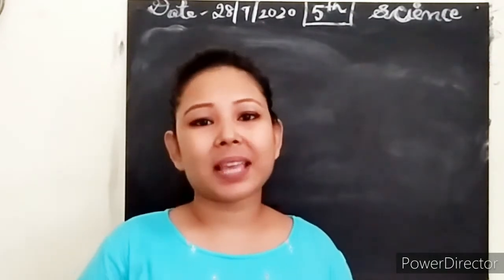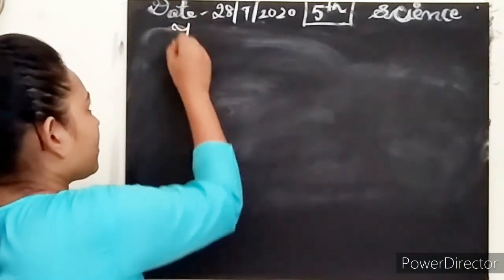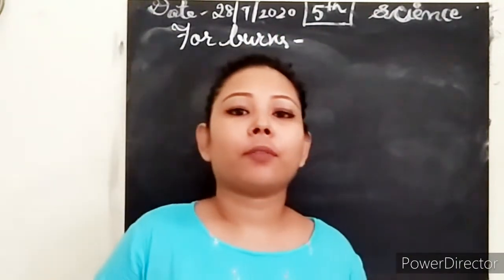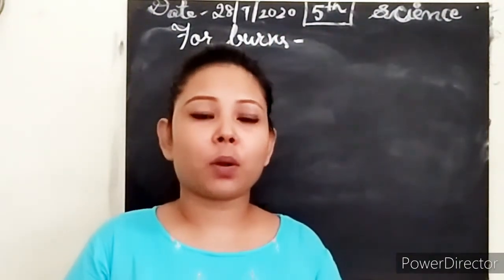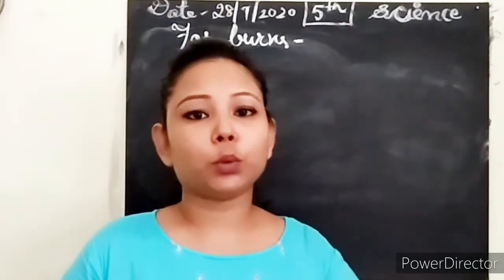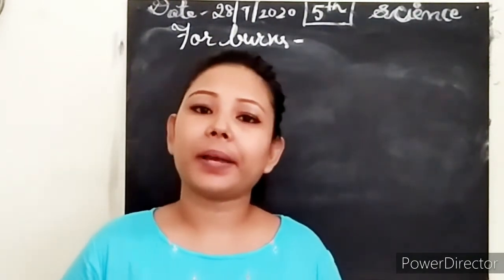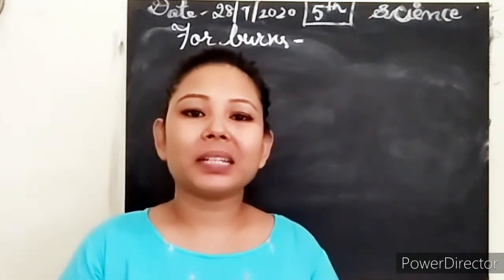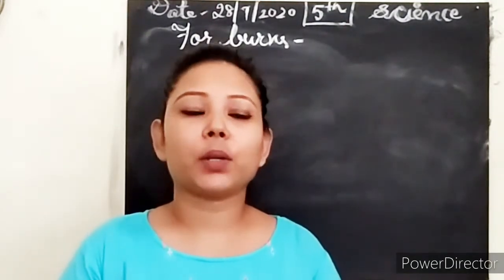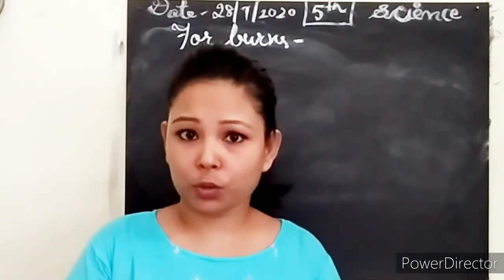Okay, so the first accident we have is burns. That means if you touch any hot object or you are burnt by something, what are the things that you need to do in that condition? Even burns are of different types. The first one is minor. For example, you just touch a hot object and your hand is burnt. In that situation, what are the things that you need to follow?